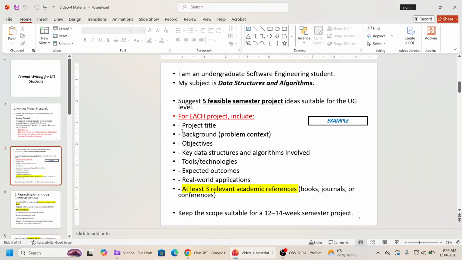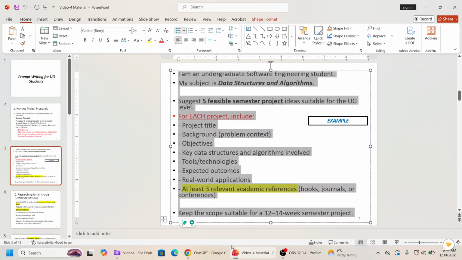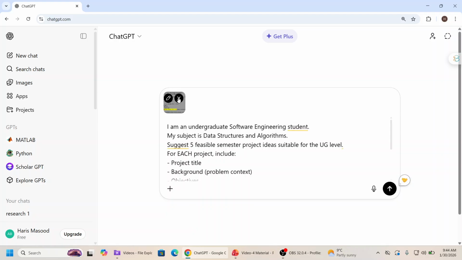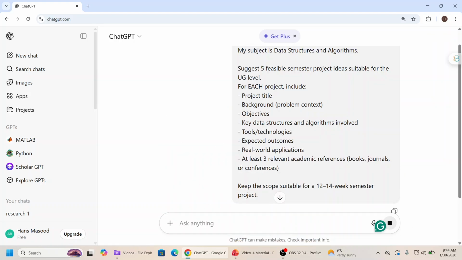So let's start. I'm going to copy this and paste this inside ChatGPT, and then I'm going to amend what was required. So I have mentioned my subject over here. I have also mentioned that I'm an undergraduate software engineering student. So you can plug in your area of expertise here. And then I have narrated everything I want. You can also tell the GPT which coding platform you require, but let's keep it generic for the time being.